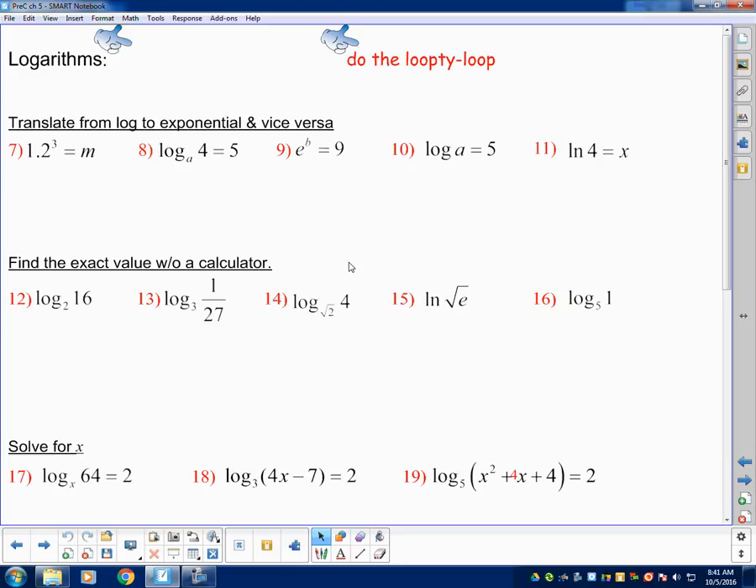So we're looking at the inverse of the exponential functions. And these are called logarithms. Logarithms. And I've got a way to relate logarithmic functions to exponential functions, and I called it the loop-de-loop. We do it to translate over.